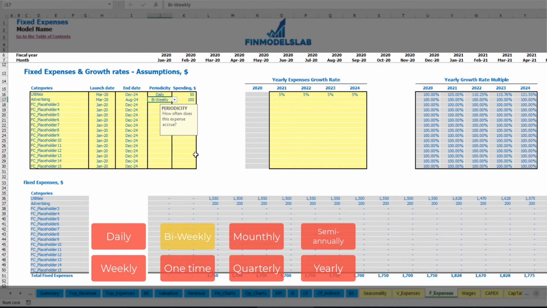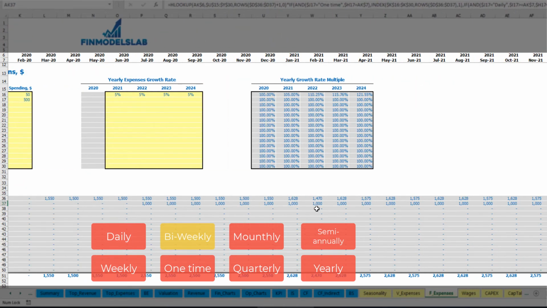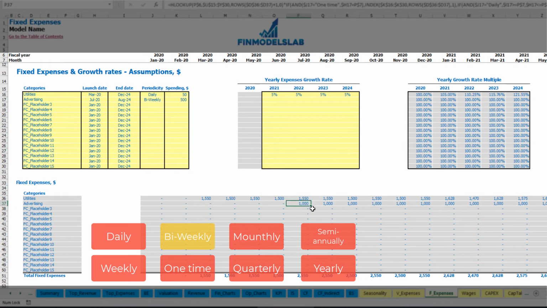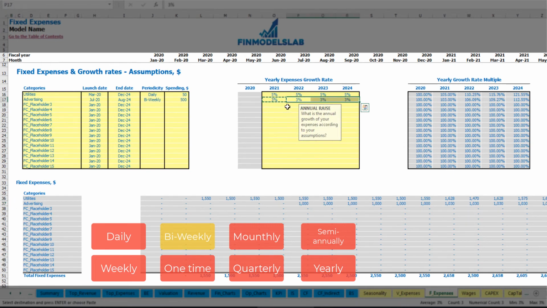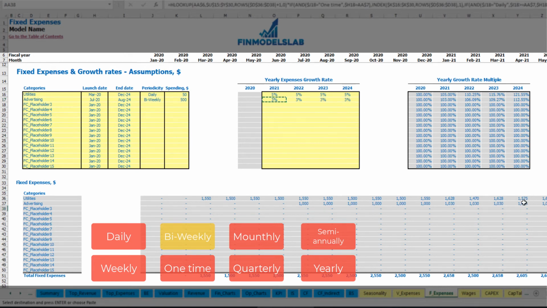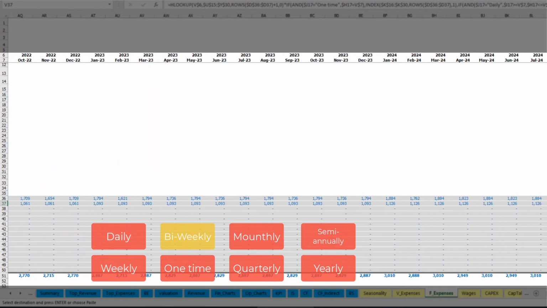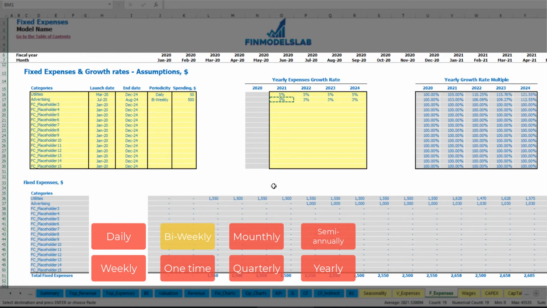Another option is bi-weekly, for example, $500. You can start from July, for example, and you'll have 2 bi-weekly payments within the month. $500 multiplied by 2, you have $1,000 per month. Again, you can input some growth rate and you will see that your advertising expenses will grow year over year till August 24, which is the last date of this expense type.